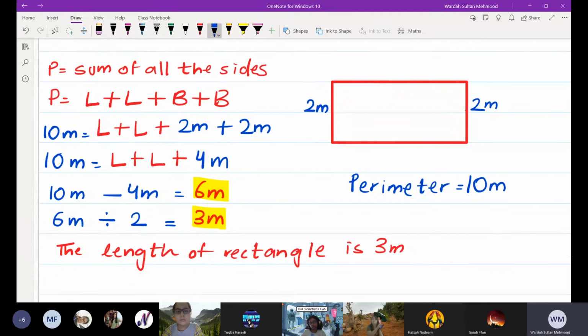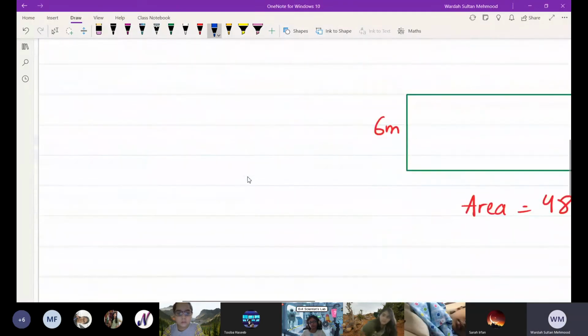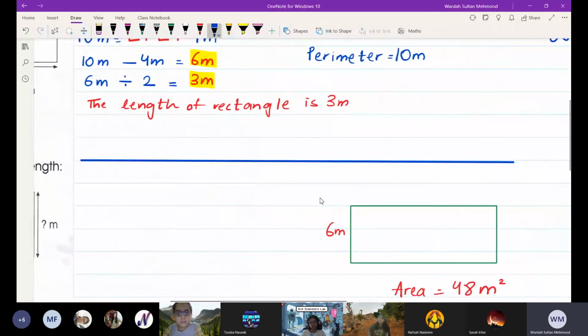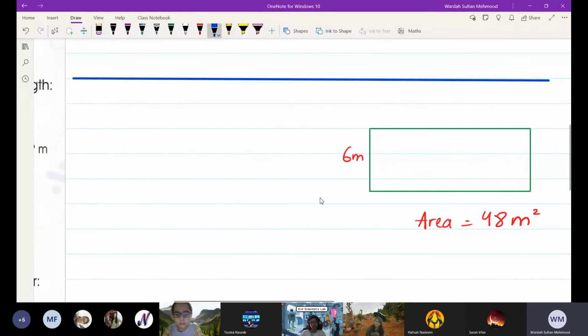Is everyone clear with this? Yes. Any questions? No. Now the next one, we have area here given for the rectangle. This is very easy actually. Now let's quickly write, always start writing with the formula. What is the formula for area?